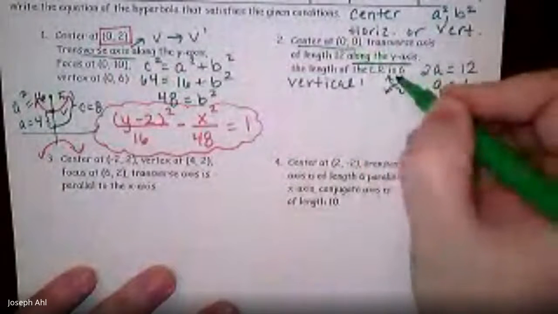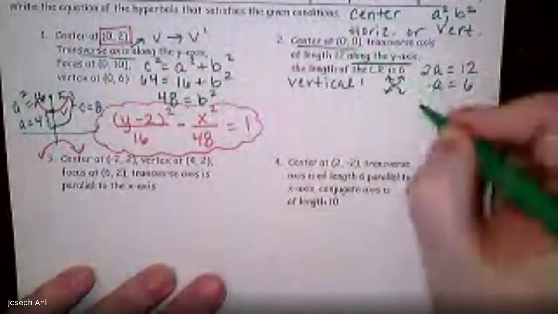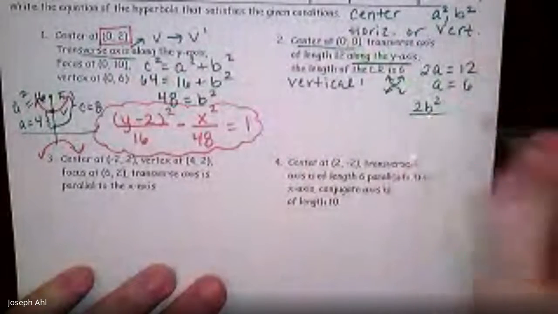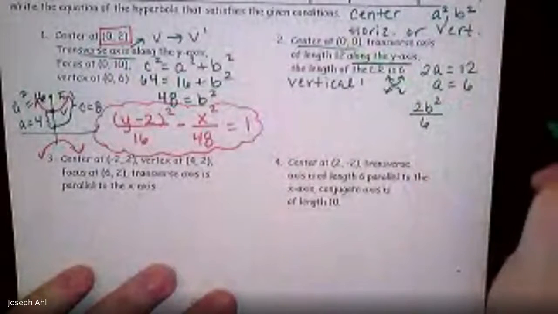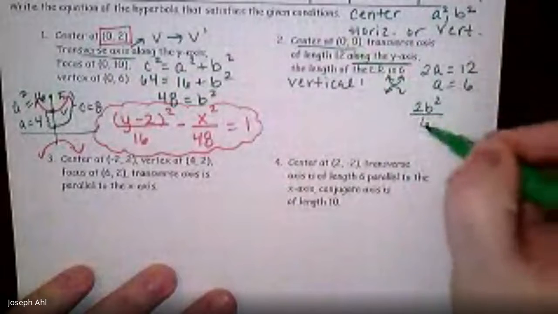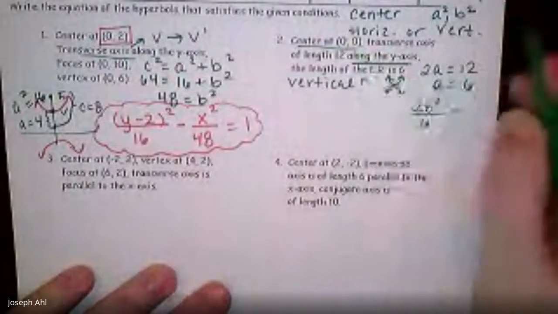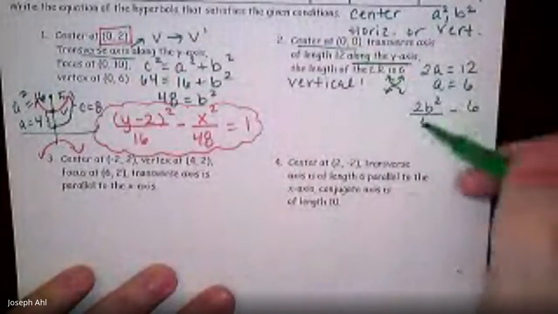We know the length of the LR is 6. So what's the length of the LR in general? It's 2b squared over a. Oh, but a in this example is 6. So instead of writing 2b squared over a, I'm just going to write 2b squared over 6 equals the length of the LR, which also is 6. So just don't get confused that these are both 6s here.